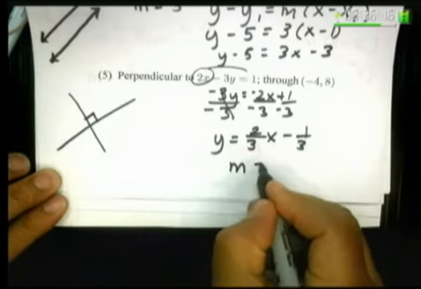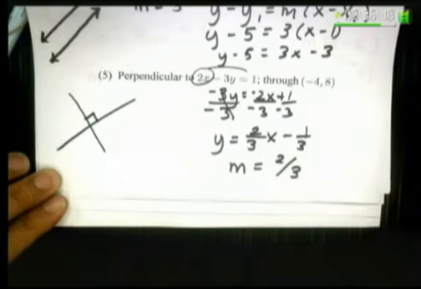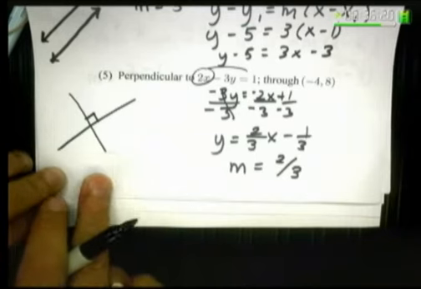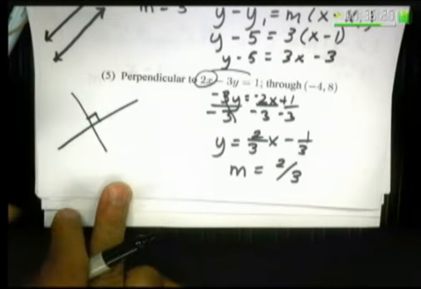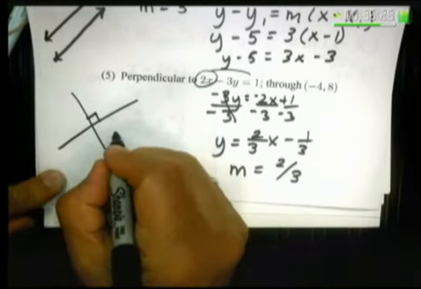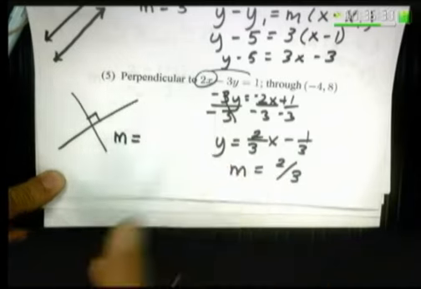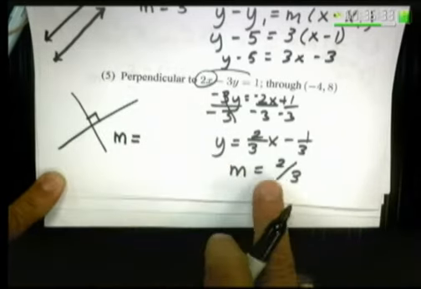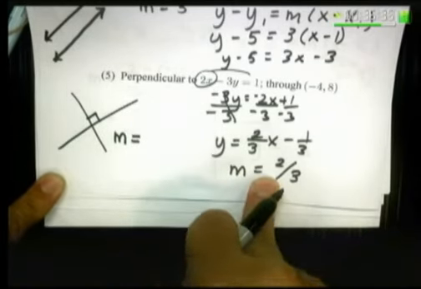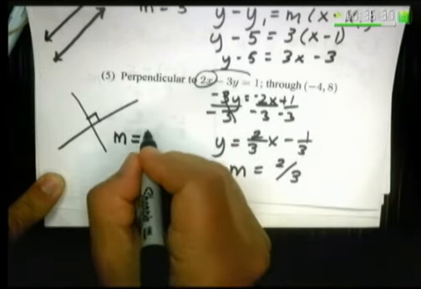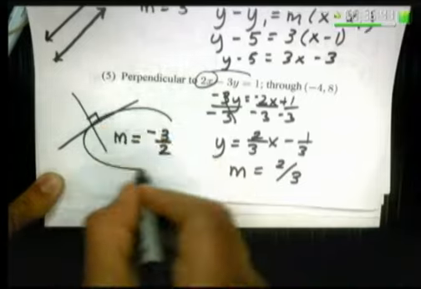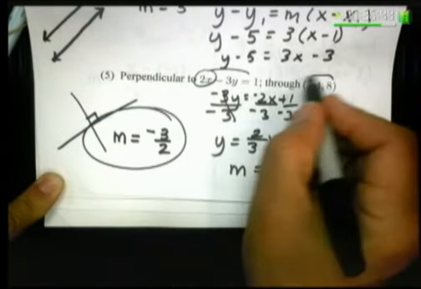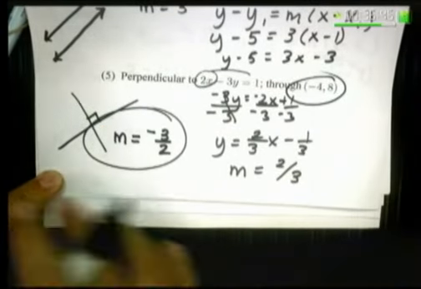So what's the slope of this line? Positive 2/3, right? Now, do you want to use the positive 2/3? No, because that means it would be the same. The slopes of perpendicular lines are called negative reciprocals of each other. So what is the negative reciprocal of 2/3? Negative 3 over 2. So that's what you're going to use as your slope, and that's the point you're going to use. Repeat that, please.